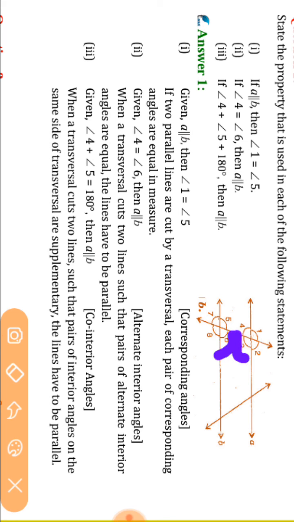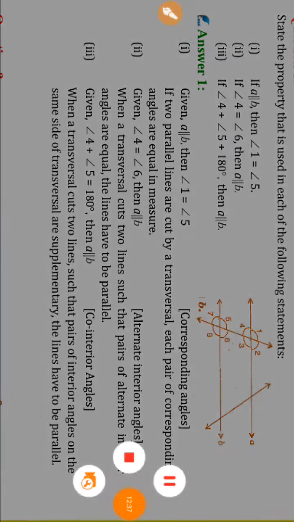Co-interior angles, the sum is always 180. Interior, it is co-interior. The 2 and 8 are co-exterior angles. So the sum of co-interior and co-exterior angles is 180 degrees, or supplementary. So we can write that when a transversal line cuts two lines such that the pairs of interior angles on the same side of the transversal are supplementary, then the lines are parallel. By mistake it is written as equal. Then go for the second.